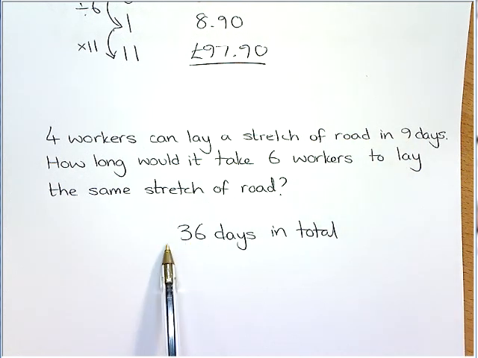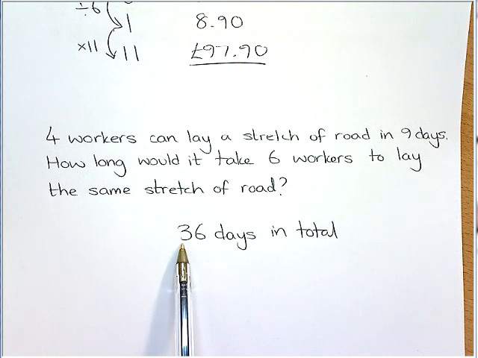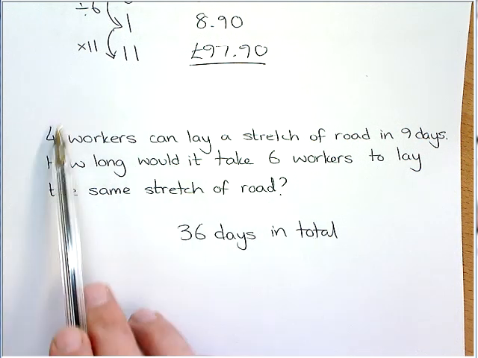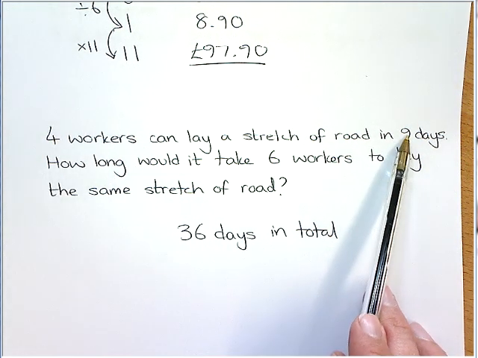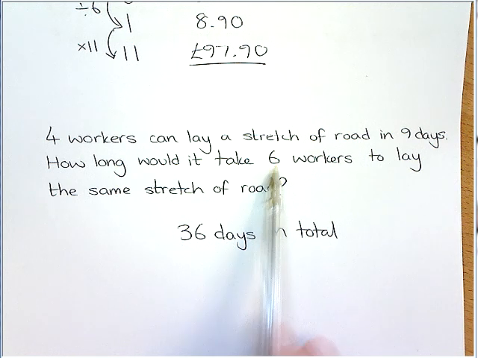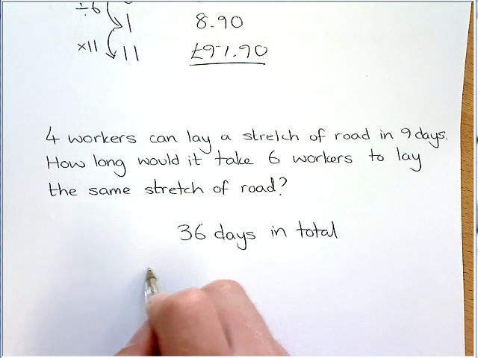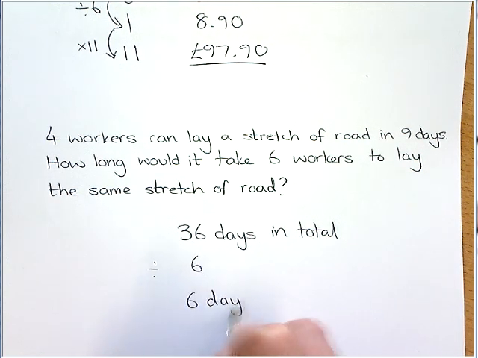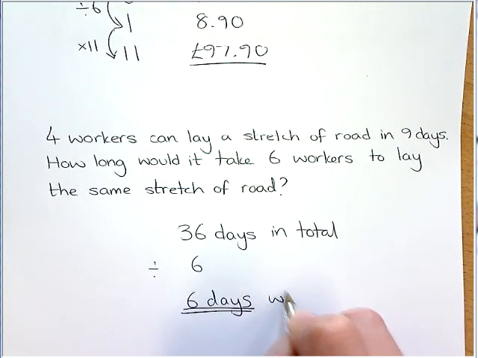But the total amount of days it will take to build this road, no matter how many workers you have, is, well, if you had 1 worker, it would be 36 days. The fact that we have 4, we can divide it by 4. If we have 6, we can divide it by 6. So that would be 6 days with 6 workers.